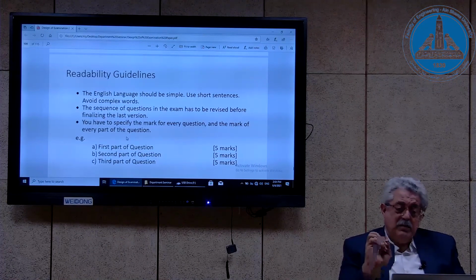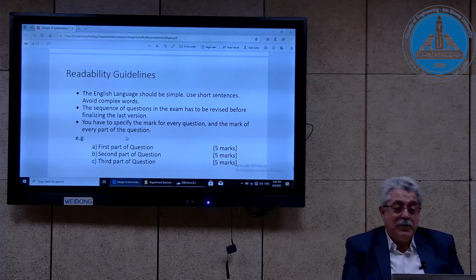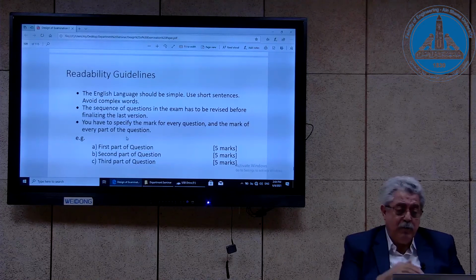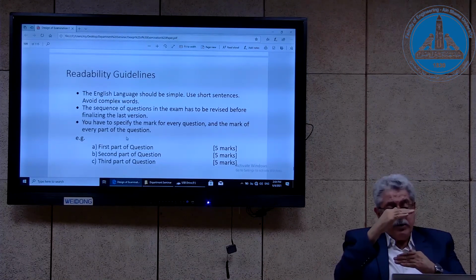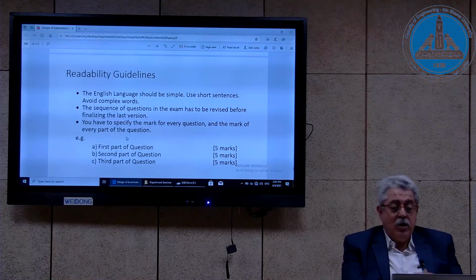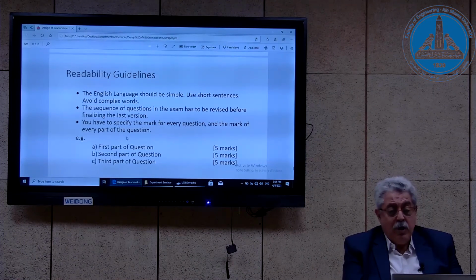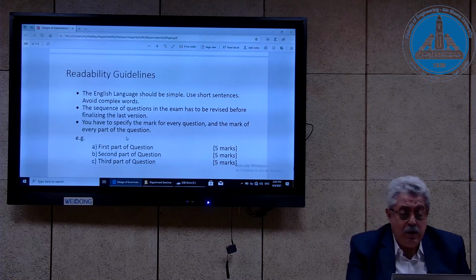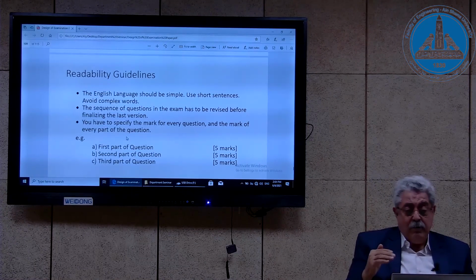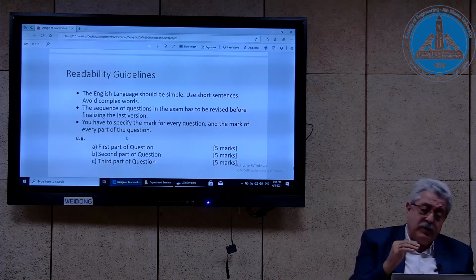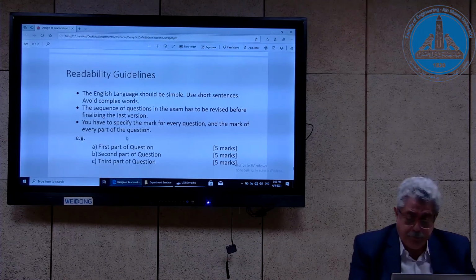And this second guideline has to do with the design of the examination paper. In the second presentation, I talked about the schoolhouse test, where I put the questions in sections of related topics. You have to specify the mark of each question and the mark of every part of the question. And here again, I am using a list instead of putting this ABC in a paragraph.